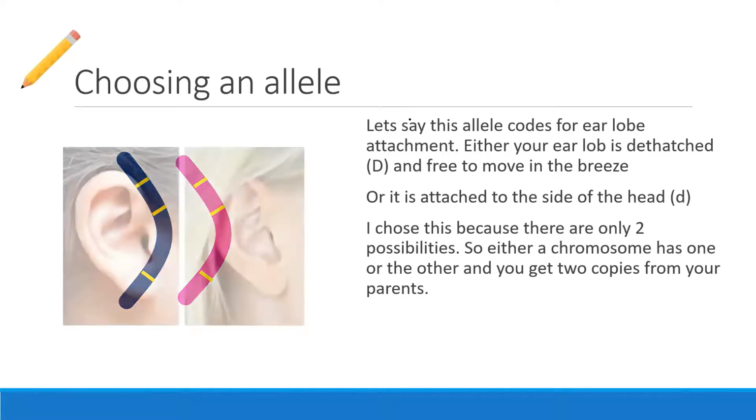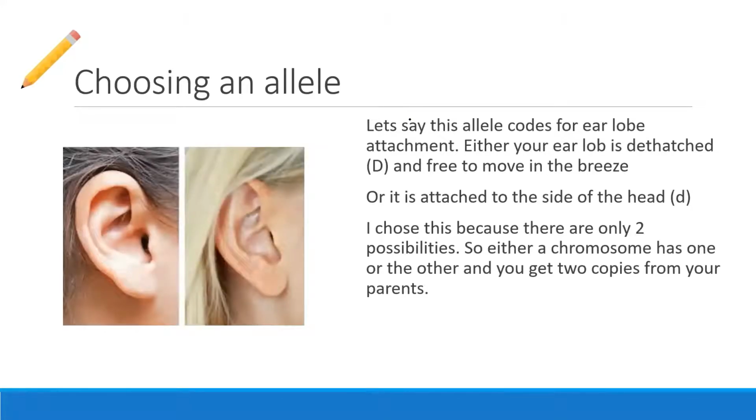Let me show you a picture. The one on the left is someone that has their earlobe attached. And the one on the right is someone that has the earlobe detached. I'm going to call this uppercase D. I chose this particular trait to investigate because there's only two possibilities. There's only two flavors of this trait. Either it's attached or not attached. They're the only two possibilities.